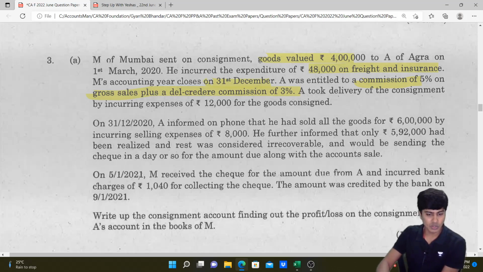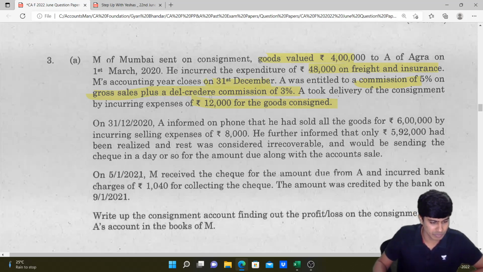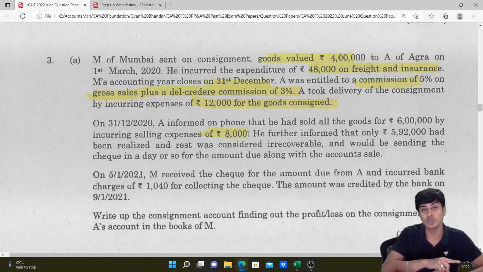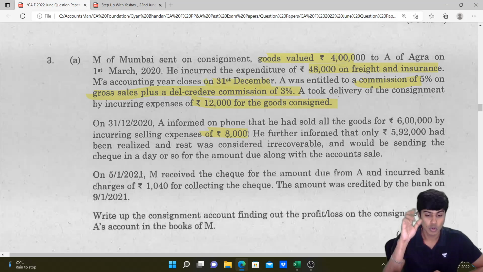Note this. A took delivery of the consignment by incurring rupees 12,000 for the goods consigned. Wow, 12,000 rupees is incurred by Mr. A for taking delivery. So this 12,000 rupees is a non-selling expense incurred by Mr. A. Very good. Then on 31st of December 2020, A informed on phone that he had sold all the goods for rupees 6 lakh by incurring a selling expense of rupees 8,000. This 8,000 will not constitute part of our closing stock valuation.